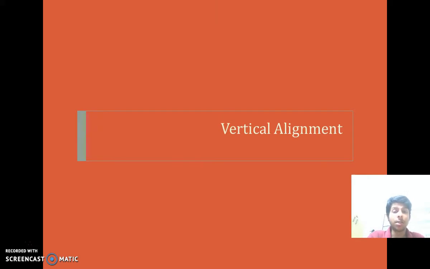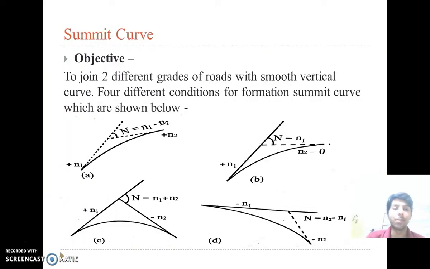So this is about the transition curves, and now let's come to the vertical alignment. So friends, what is vertical alignment? Simple. It happens when there are hills and valleys on our straight roads. So we have to connect two different grades, and there we provide certain geometrical designs, like summit curves and valley curves. These are the curves, and all these things are related to the vertical alignment. So let's look into details.